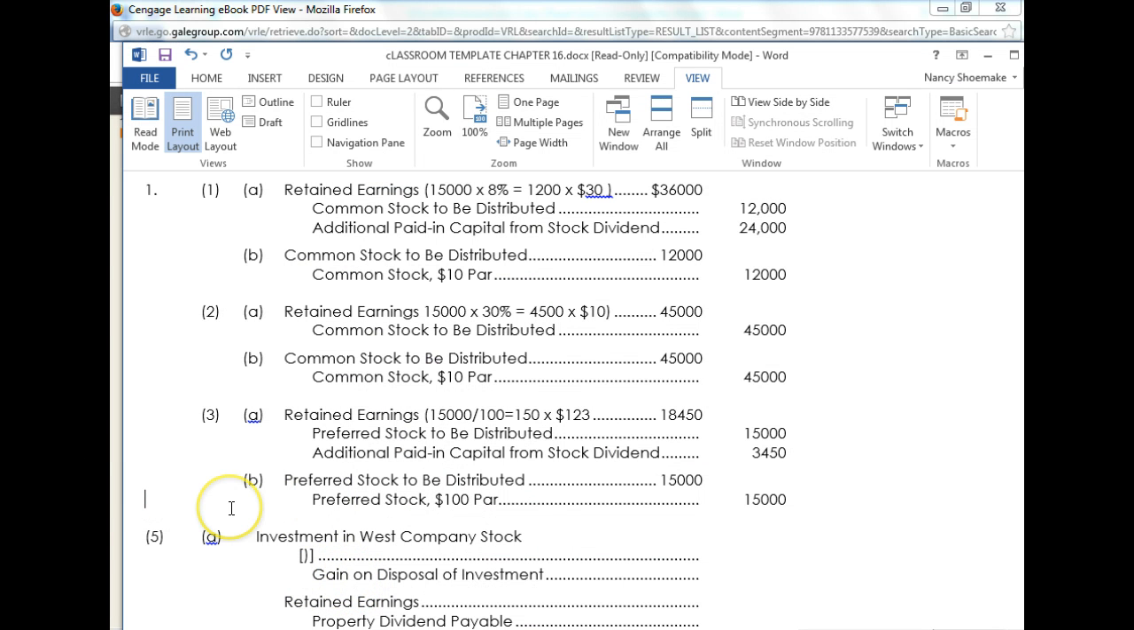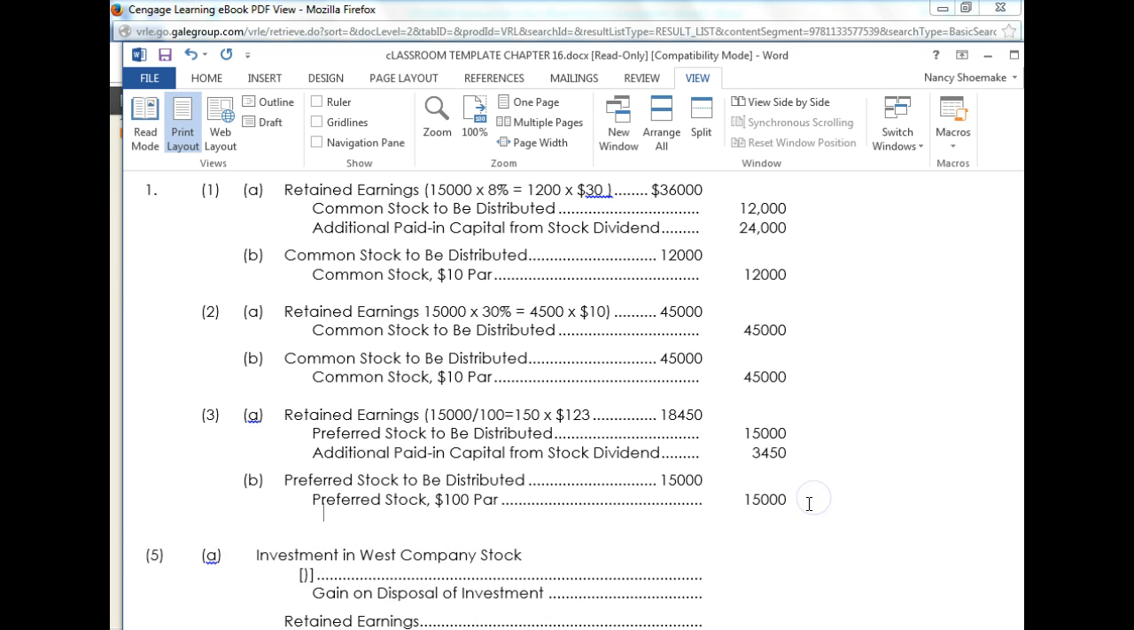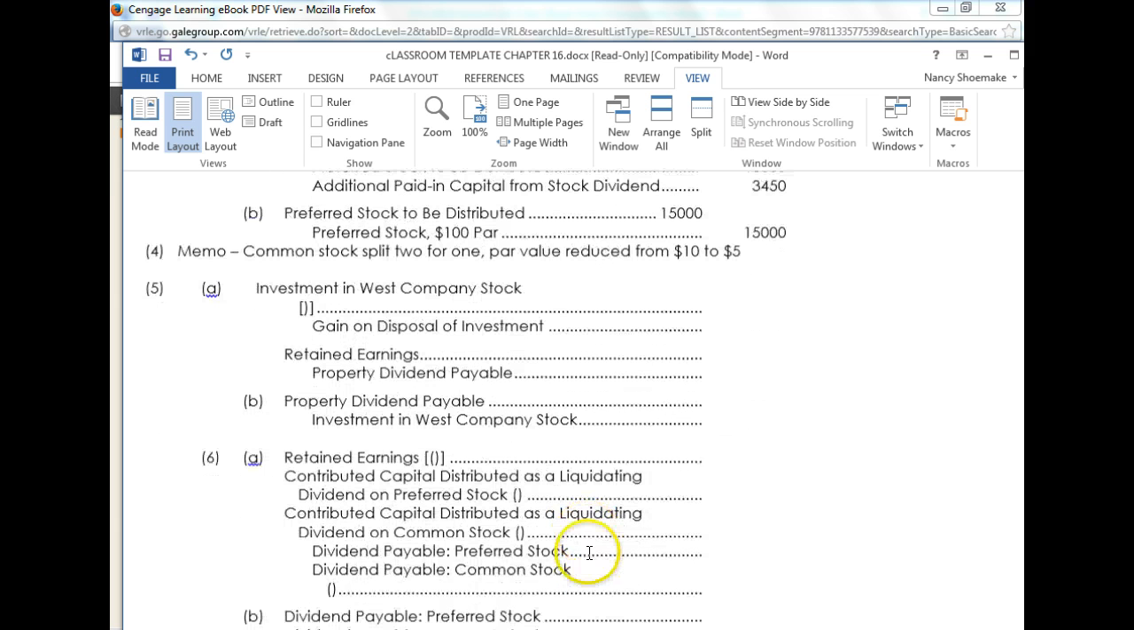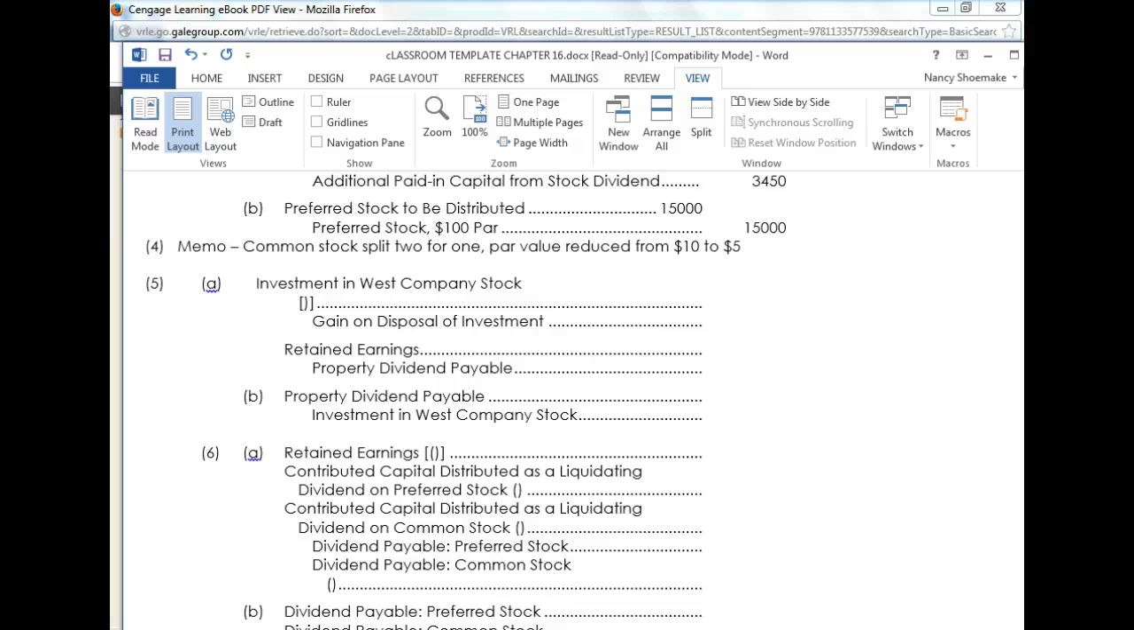Basically, and I'm sorry I somehow deleted that. For number 4, you would have a memo, common stock split, 2-for-1, par value reduced from 10 to 5. Okay? Next, can I move on?